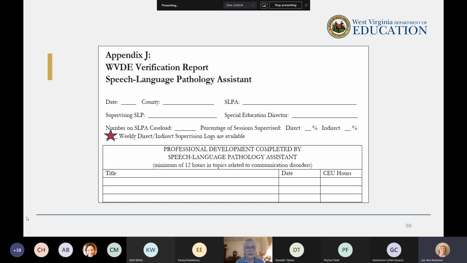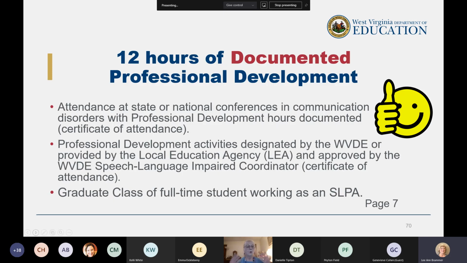On the next slide, we list what could be approved. Attendance at a state or national conference. Make sure you have a certificate of attendance. Professional development activities that are designated by the department. We offer lots of these, like today, you'll get a certificate. This can go toward your 12 hours. Or something that your county does. Make sure when the county does those, first of all, that they run them past Leanne, that they're approved.